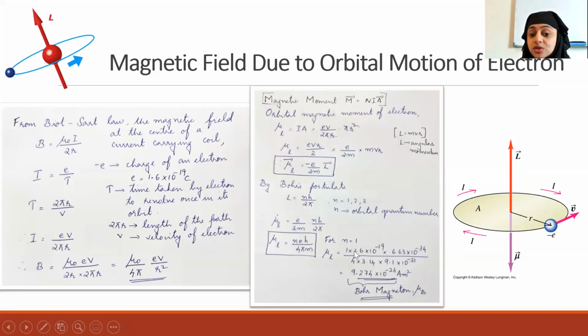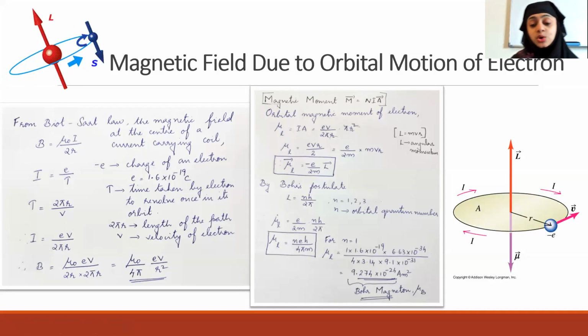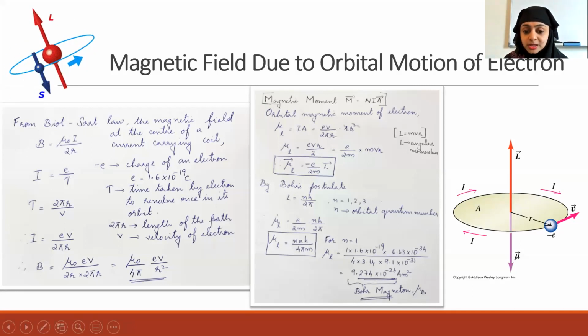Okay, so teacher, it is 1.6 into 10 raised to minus 19. And for h, I have substituted 6.63 into 10 raised to minus 34. And pi, you know the value. m, mass of an electron, is 9.1 into 10 raised to minus 31 kilogram. So here I have taken all the quantities in SI units. And so if I calculate, I will get the value as 9.274 into 10 raised to minus 24.